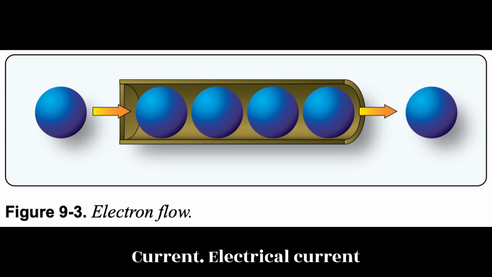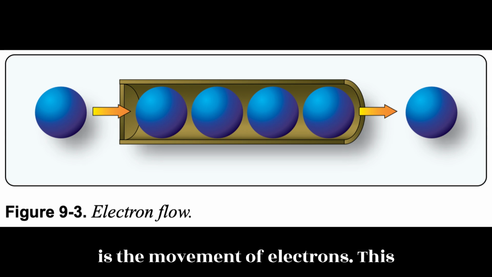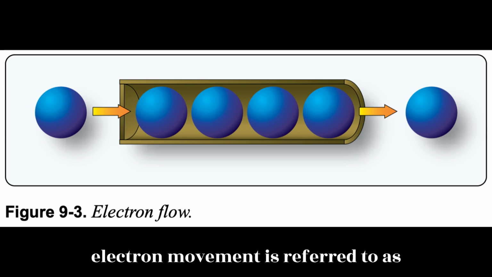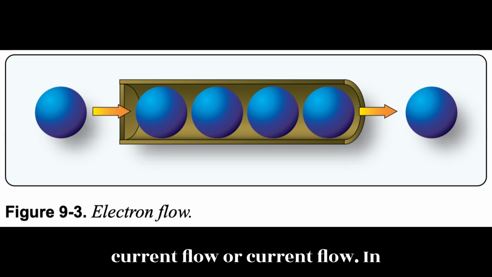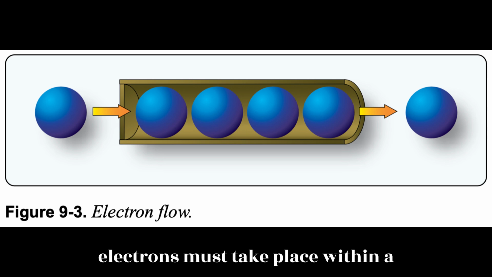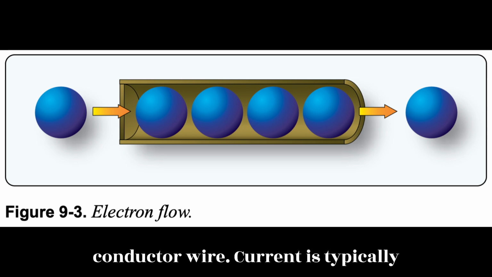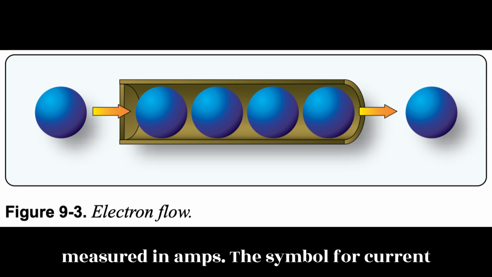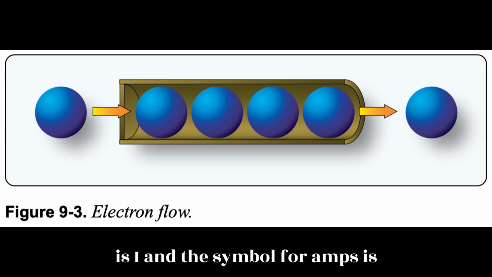Current. Electrical current is the movement of electrons. This electron movement is referred to as current flow. In practical terms, this movement of electrons must take place within a conductor, wire. Current is typically measured in amps. The symbol for current is I and the symbol for amps is A.